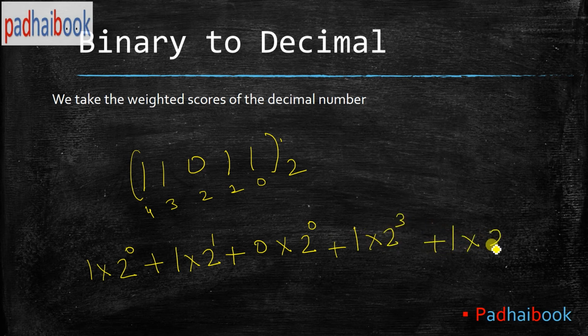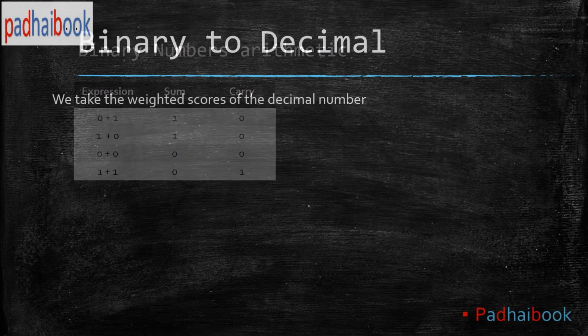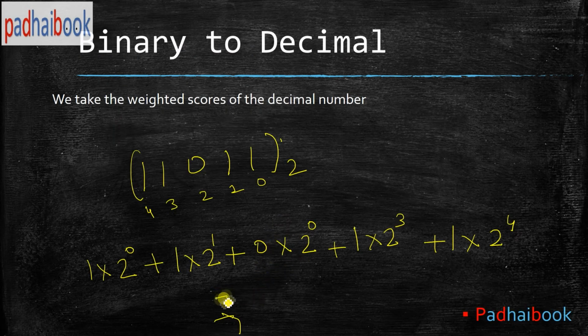So what result do we get? It's 1 plus 2 plus 0 plus 8 plus finally 16. So now this is 24, 26, 27. The result is 27. Alright.